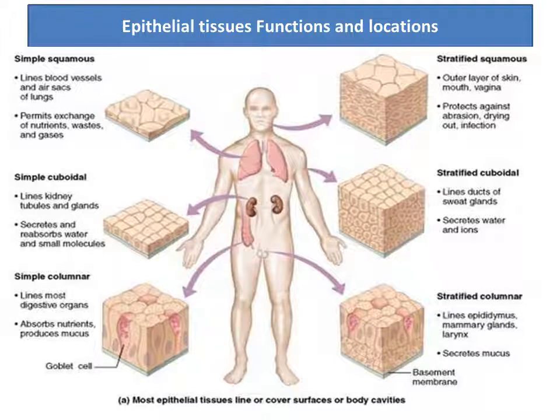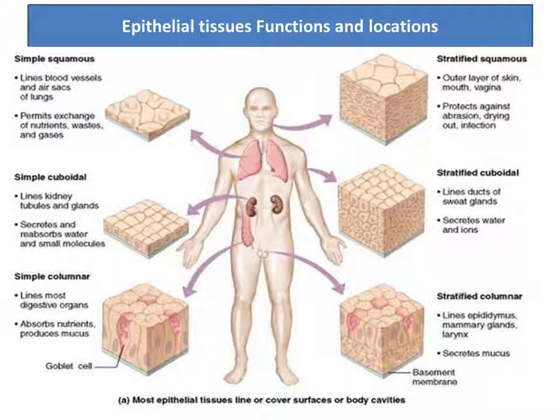Children, these are the functions and the locations of the epithelial tissue. Look here, simple squamous. If we talk about the location, it lines the blood vessels and air sacs of the lungs. And what is its function? It permits exchange of nutrients, waste and gases. That's why it is present in these areas.